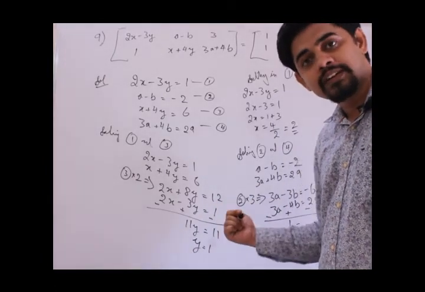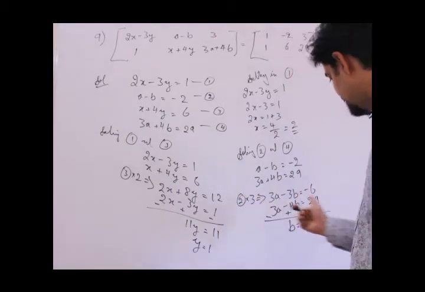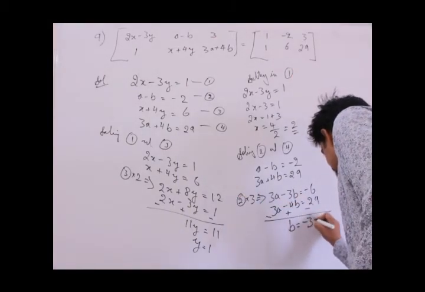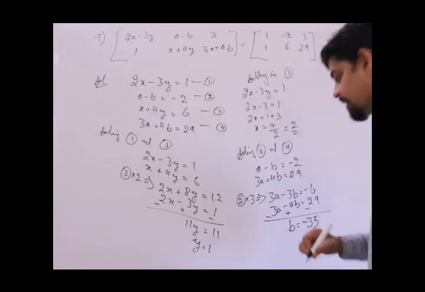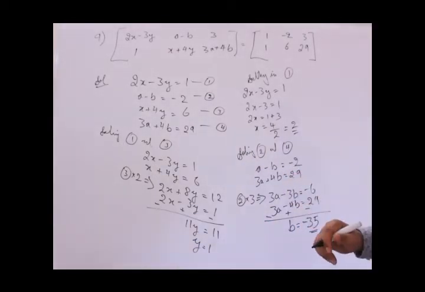So what will it be? 35, I think. 29 plus 6. So this will be minus 35. I hope this is the answer.